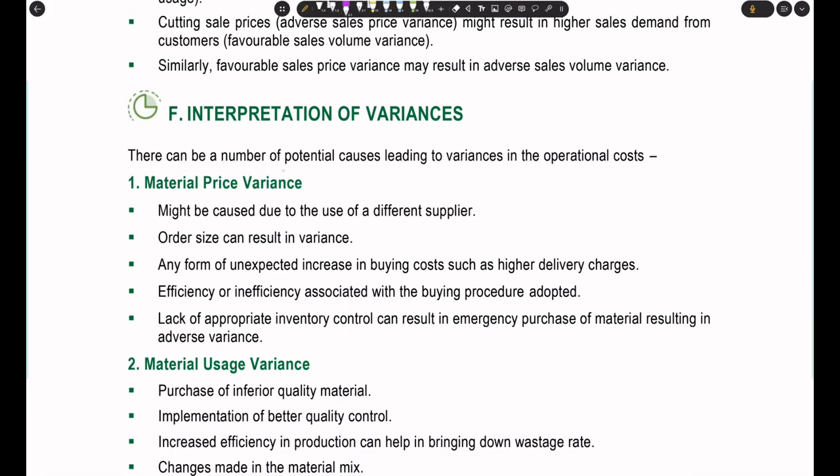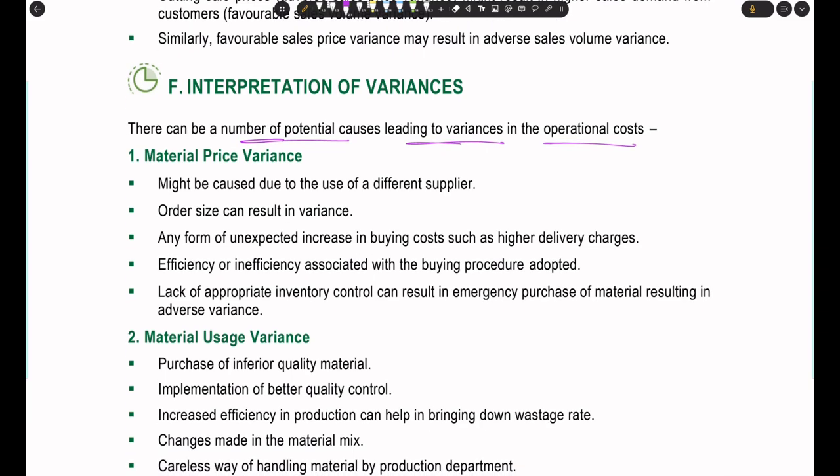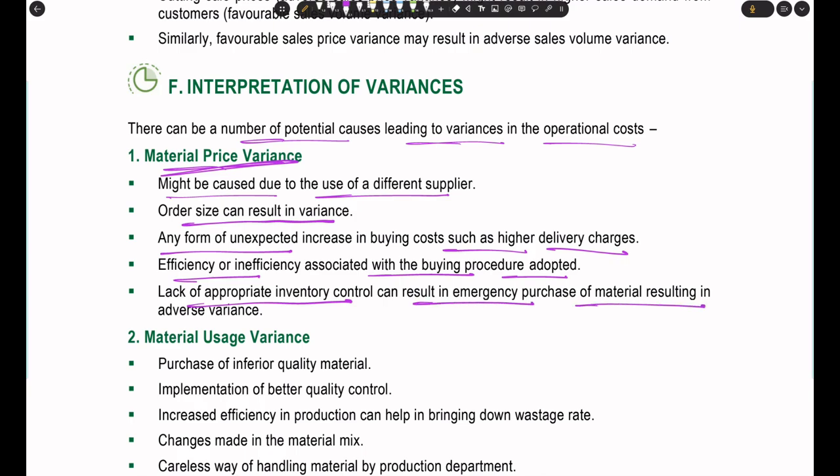In the ICAI material, there can be a number of potential causes leading to variances in the operational cost. First, if we study material price variance, the reason is that it might be caused by the use of a different supplier. Order size can result in variance, right? Any unexpected increase in buying costs, such as higher delivery charges, can cause this variance. Yes, right, because the price will increase. And efficiency or inefficiency associated with the buying procedure adopted, rightly said. And lack of appropriate inventory control can result in emergency purchase of material, resulting in adverse variance, because you have to purchase at high cost, right?